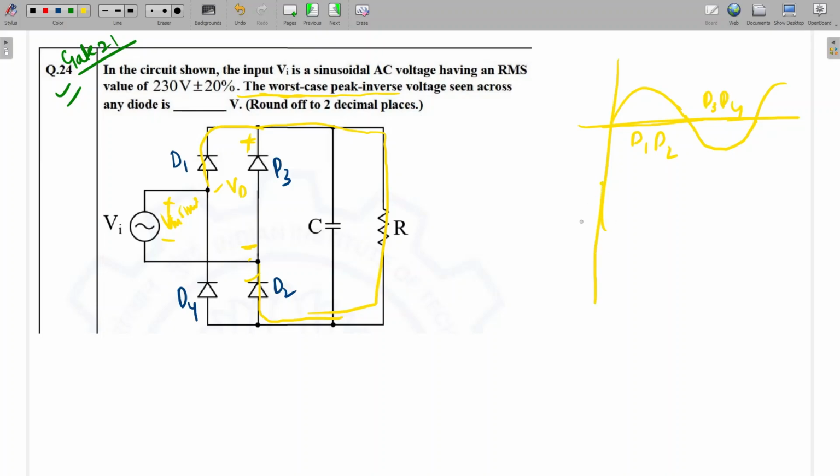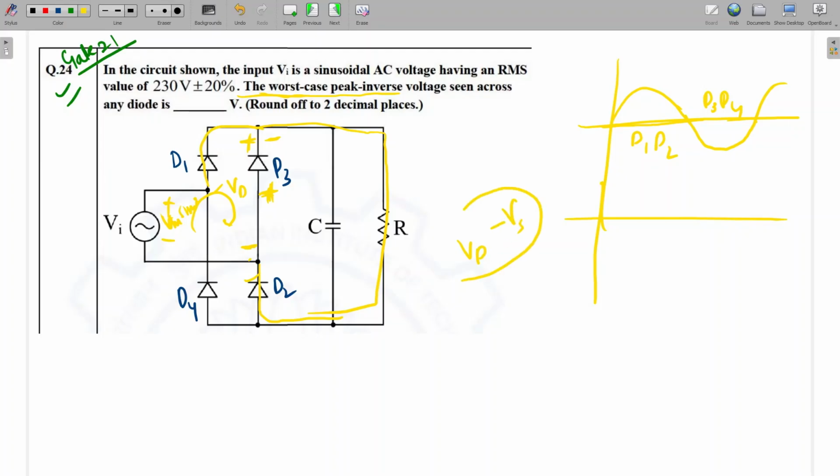So when D1 and D2 are conducting, what is the voltage across D3? Vm. No, D3 is open, sir. D3 will be open. Open means there is no current, and the voltage across D3 is the input voltage, here plus and here minus. I'm taking here minus. So if you write KVL in this one, VD3 is equal to minus of Vs.